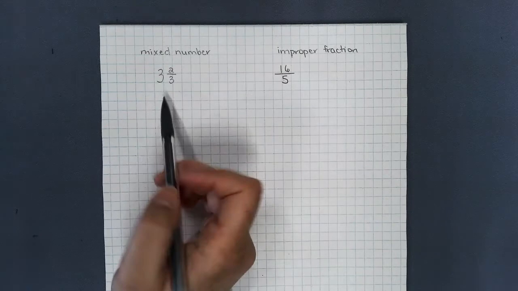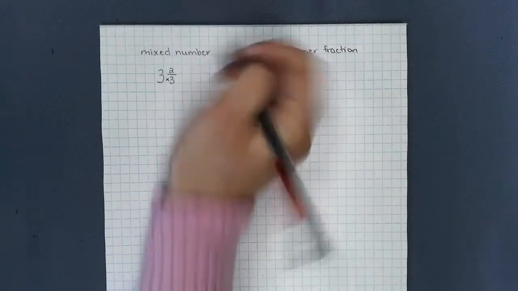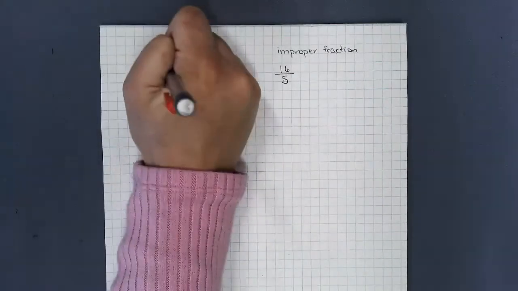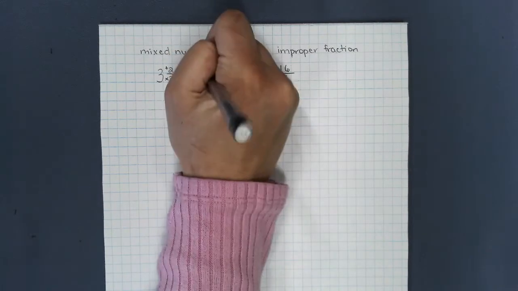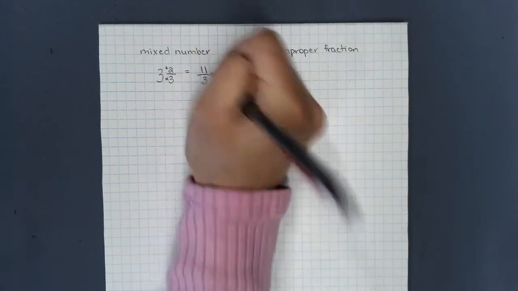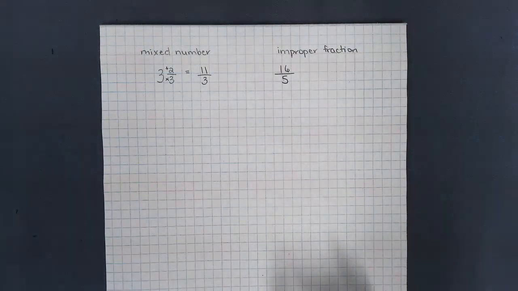So it's really simple to convert a mixed number to an improper fraction. You just take the denominator, multiply it by the whole number, and then add the numerator. So 3 times 3 is 9, plus 2 is 11, and I keep my denominator the same, which is thirds. Now I can actually draw an image to show you why this is the case.